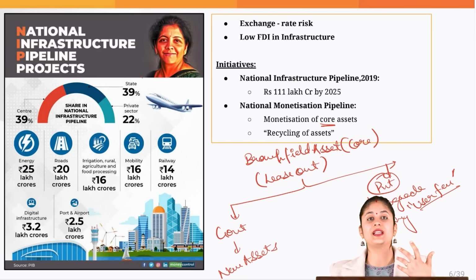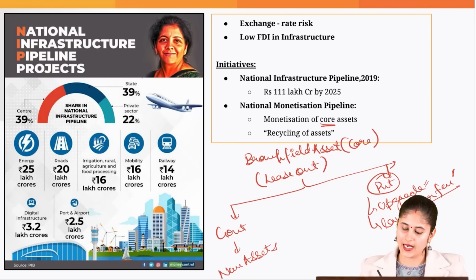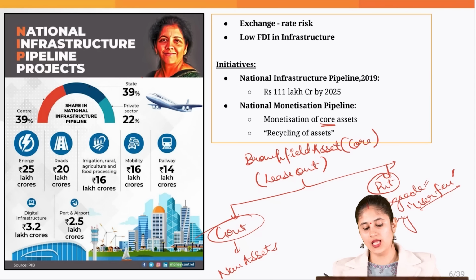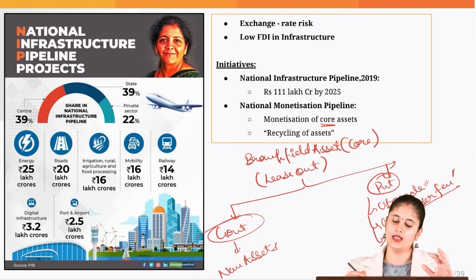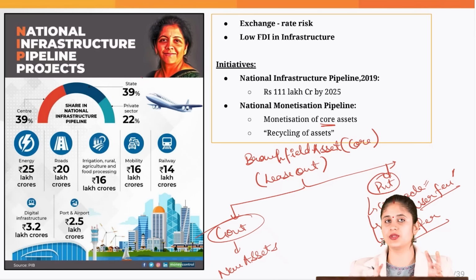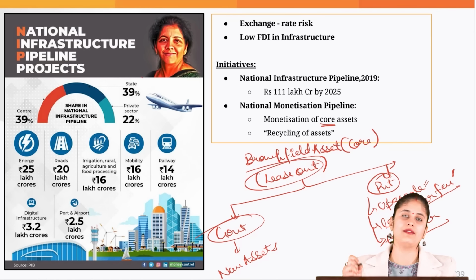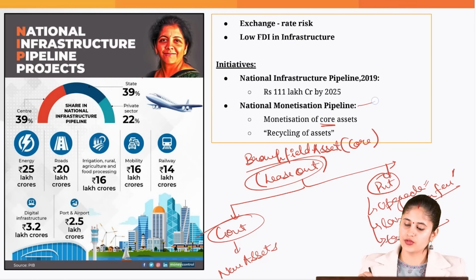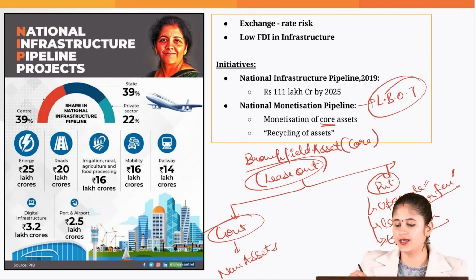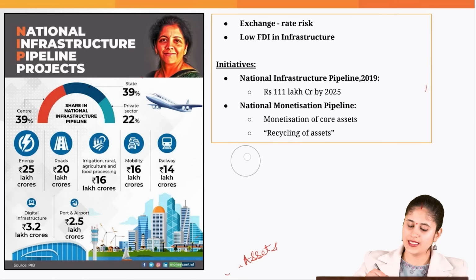Ultimately, the private sector would be recovering the money that it has spent in upgrading that core asset and the money which it has given to the government. And at the end of the lease period, the asset would again be transferred to the government. So here ownership is not getting transferred. We are only leasing out the core assets to the private sector. And this National Monetization Pipeline is basically working on a lease, build, operate and then transfer model. Now, here I have written that it leads to recycling of assets.